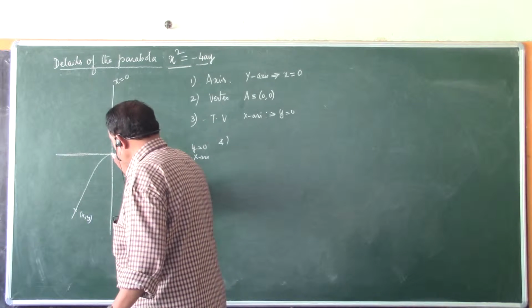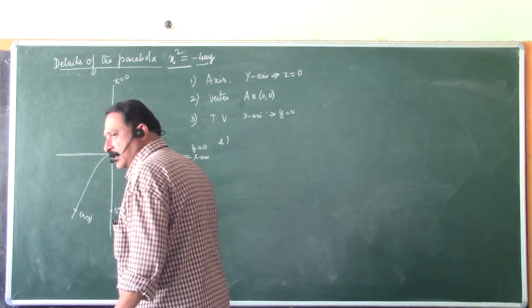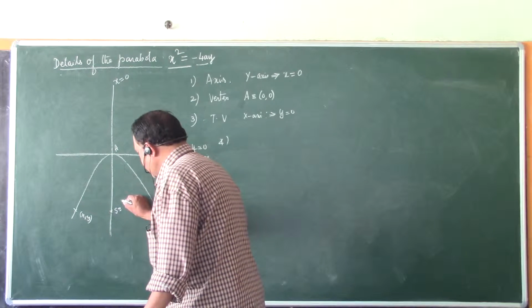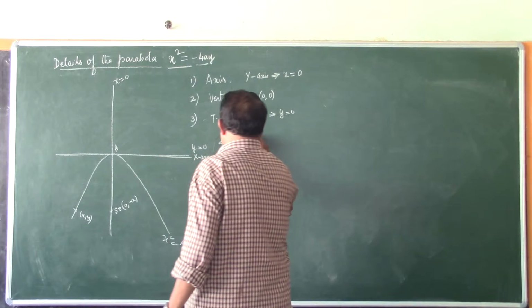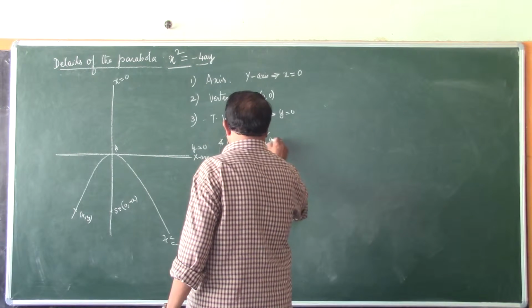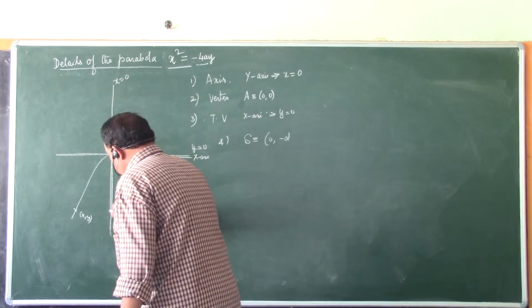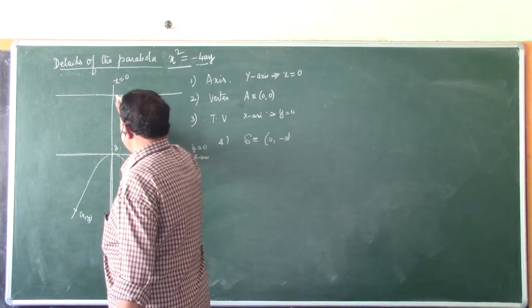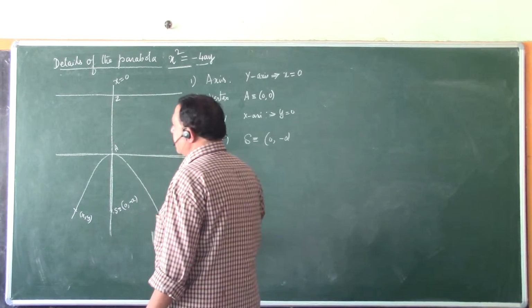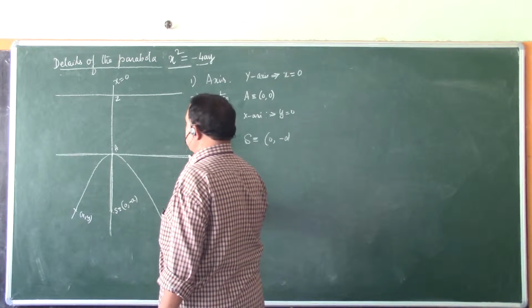The focus lies at the point S, which in this case is 0, minus a. So the focus is 0, minus a. At a distance equal to a, opposite to the focus, we have a fixed line which is called the directrix. And now you see that directrix is parallel to x-axis.